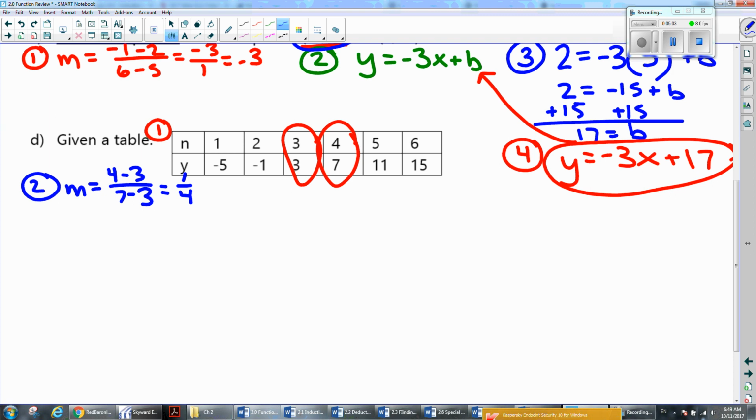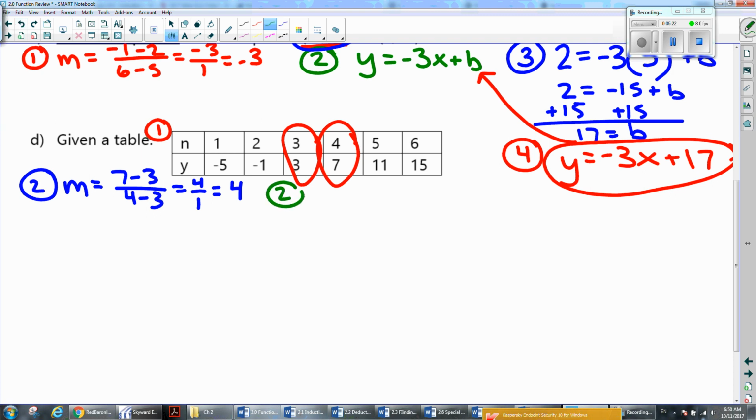Oops, it helps if I put the y's on top here. 7 minus 3 over 4 minus 3, we get 4 over 1, or 4. So there's our slope.